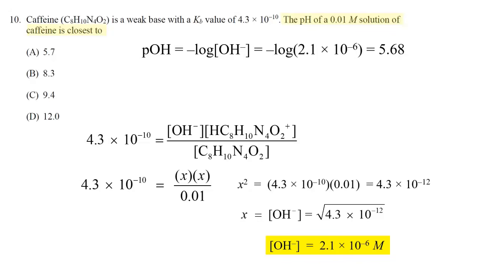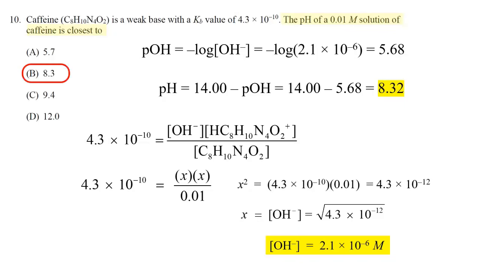So what I have right now is the pOH. I need to get the pH, which means I'm going to do 14 minus the pOH value. So pH plus pOH equals 14. 14 minus pOH equals pH, and 14 minus 5.68 is 8.32. So the correct answer to question 10, what is the pH of a 0.01 molar solution of caffeine? The answer is 8.3. So hopefully that makes sense. The answer to question 10 is choice B, 8.3.